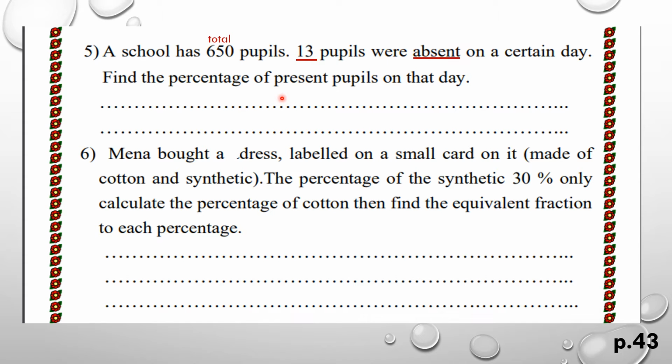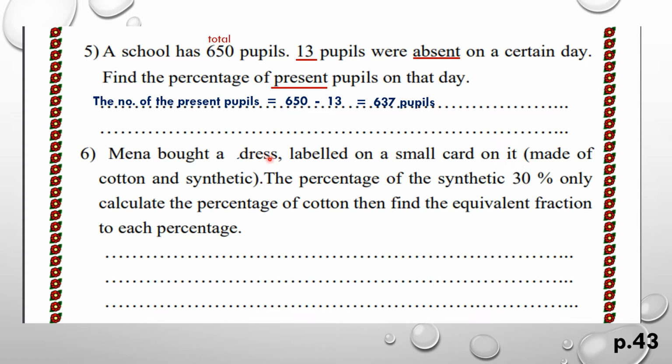So, to find the percentage of the present, I must find the number of the present first. How can I find the number of the present given the total and the absent? Given the total number of the pupils and the number of the absent pupils, we are going to subtract. Number of the present pupils equals 650 minus 13, the total number of the pupils minus the number of the absent pupils, equals 637 pupils. This is the number of the present pupils.